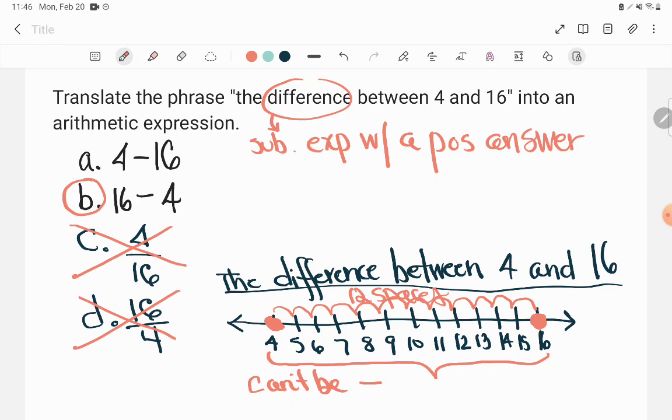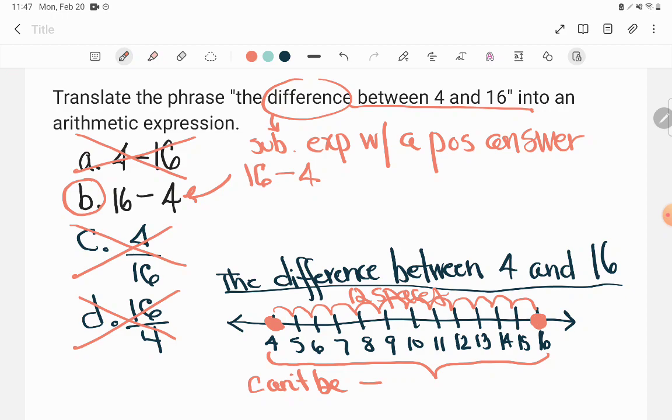If you are a beginning student who hasn't gone very far in math yet, and you've only learned the basic operations, the easiest way to make sure I have a positive answer is just to start with the larger number. So yes, I know that this says the difference between 4 and 16, but again, the order here, it's not 4 minus 16, it's the space between them, okay? And so the easiest way to make sure it would be positive is just to start with that bigger number, 16, and subtract the 4. And that's why B is the right answer here, and not 4 minus 16. 4 minus 16 would give me negative 12.